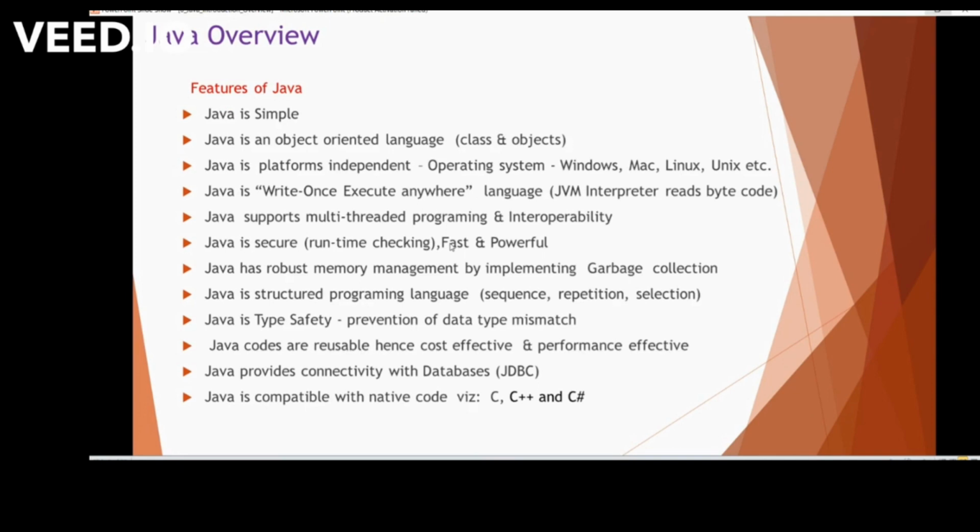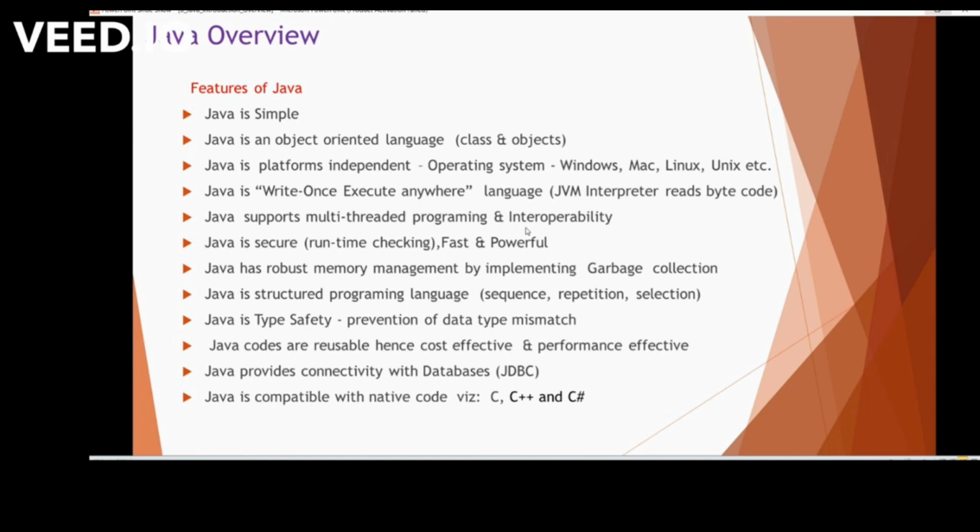Coming to the features of Java: Java is a very simple language because it has easy syntax like C and C++. Java is an object oriented language because data is stored in the form of objects. Java is platform independent because we can execute bytecode on any operating system like Windows, Mac, Linux, Unix, Solaris, etc. Java follows the principle of WORA, write once and run anywhere. Java supports multi-thread programming and interoperability.